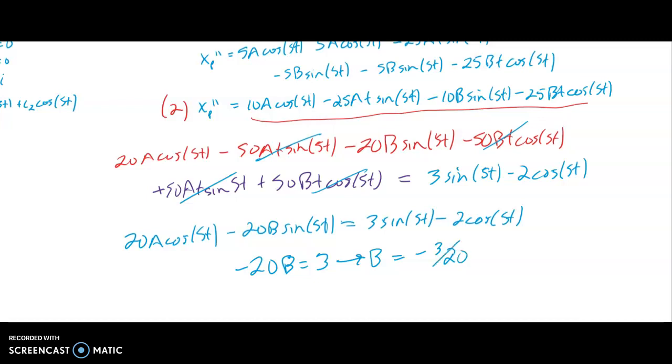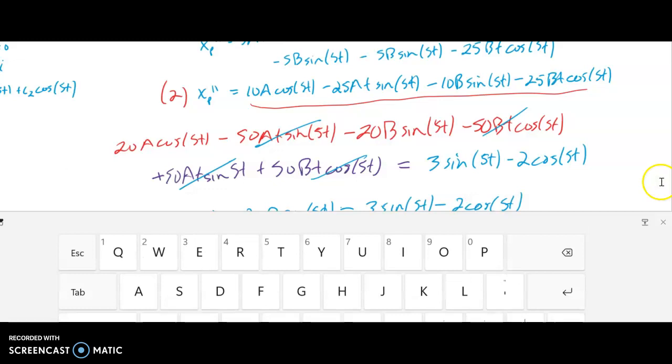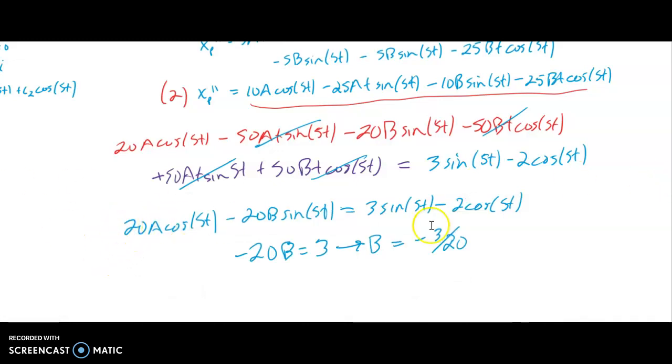I can do the same thing with the a. Whoops, get out of here. Having technical difficulties. 20a is equal to negative 2, because those are the two cosine terms. So I get 20a is negative 2. Gives me a equals negative 1 over 10.